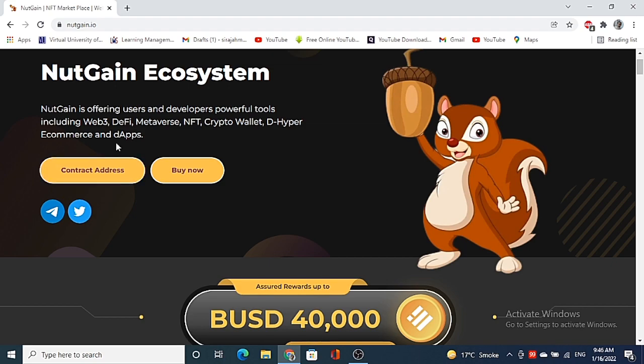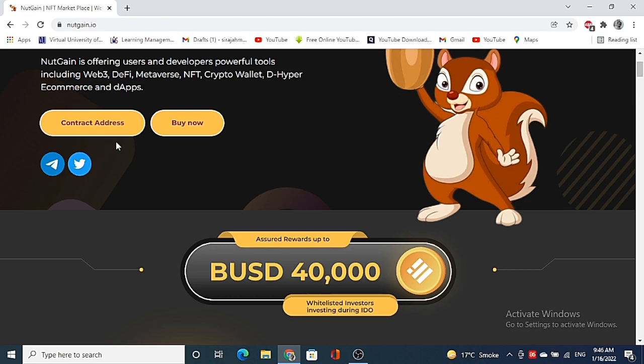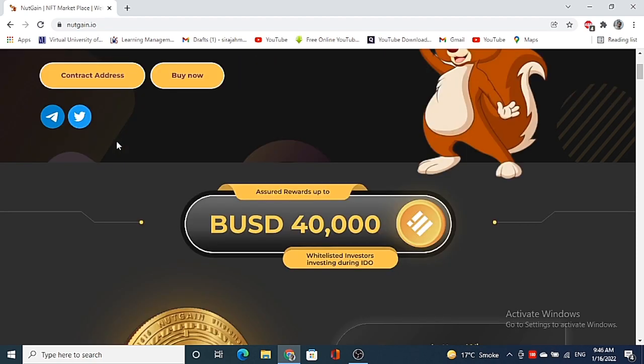With its powerful tools, Web 3.0, a DeFi metaverse, NFT, crypto wallet, DeHyper e-commerce and DApps are among the sophisticated tools offered by NutGain to consumers and developers. The great news is that if you invest in NutGain, you will be earning BUSD. That means that you are filling your wallets every single day. What is more good than that, guys? Let's see what the browser they are using.